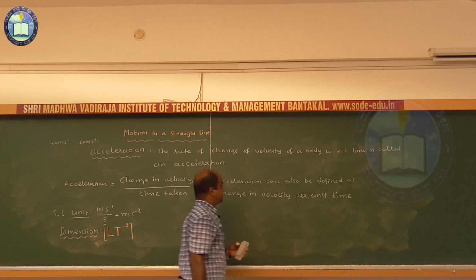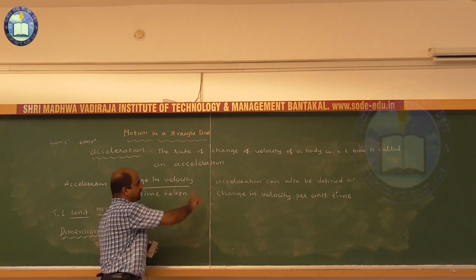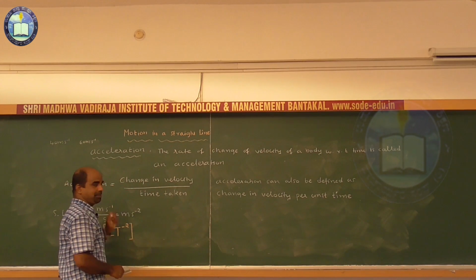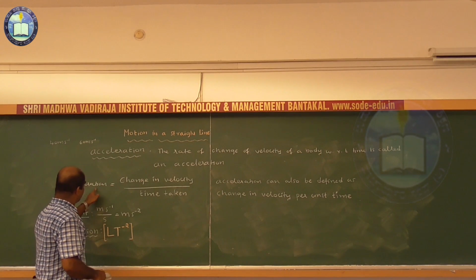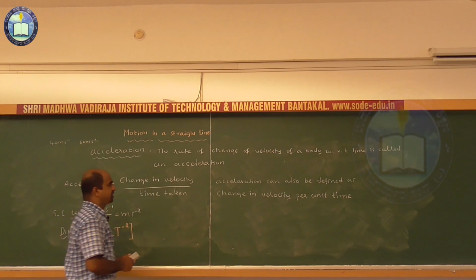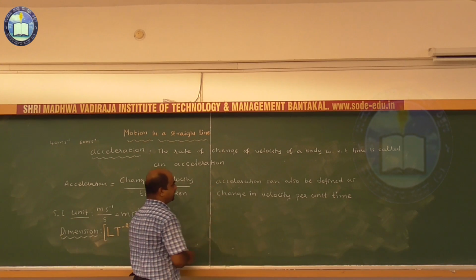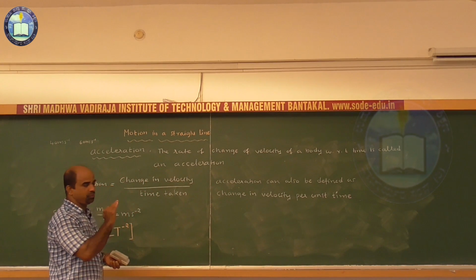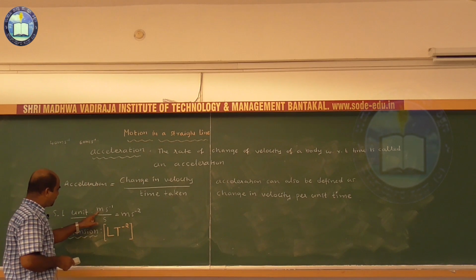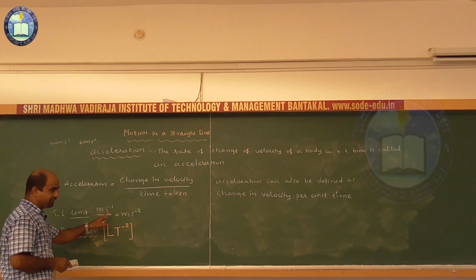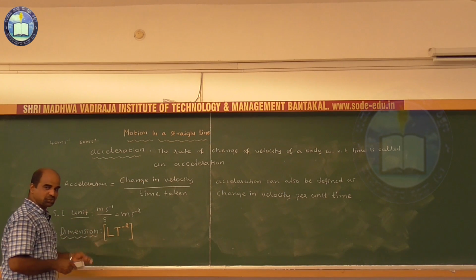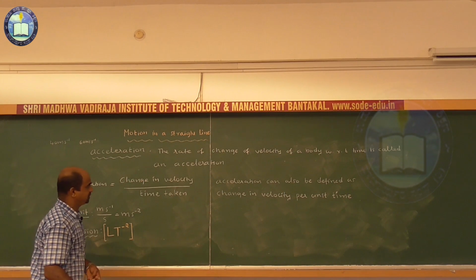We know acceleration can also be defined as change in velocity by time taken. When time taken is 1 unit, acceleration can also be defined as change in velocity per unit time. So the SI unit is meter per second by second, that is meter per second square. Dimension is given by LT inverse 2.